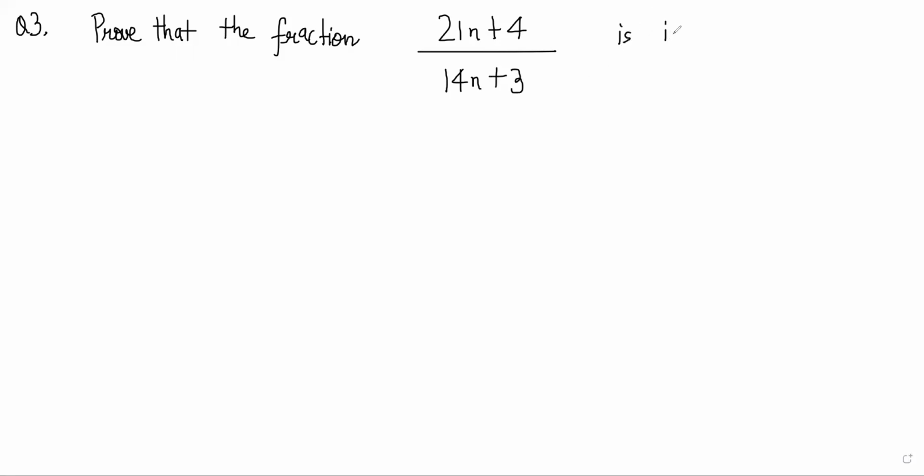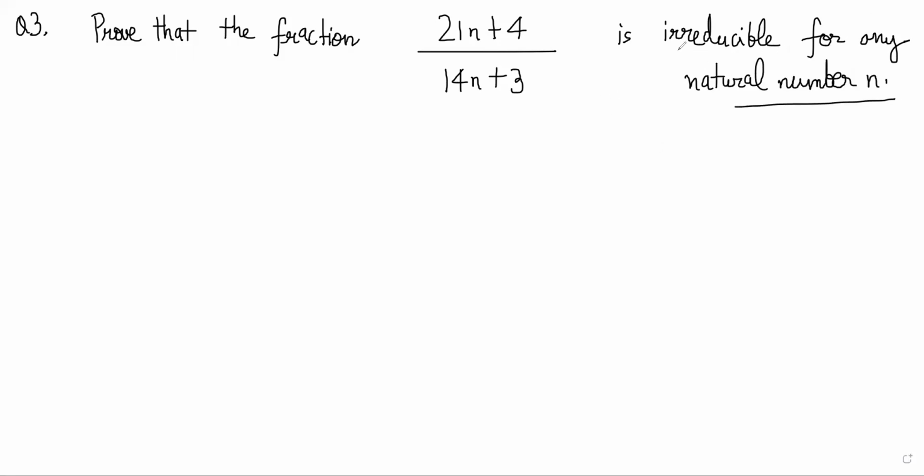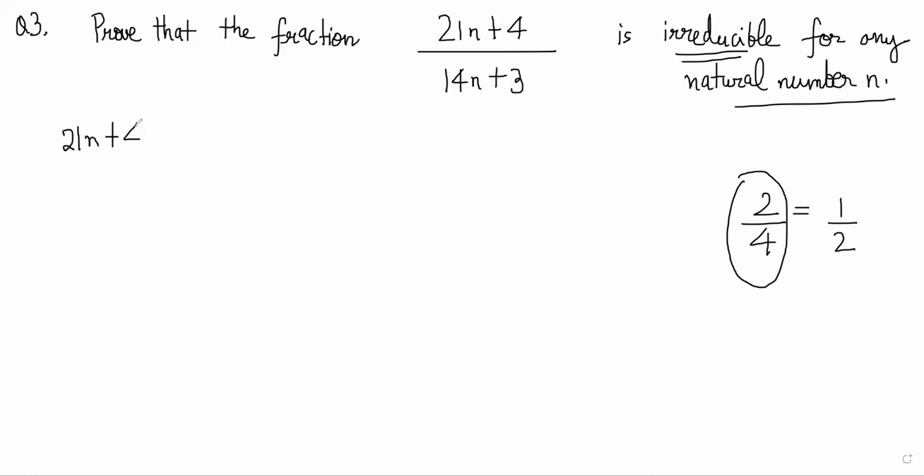Prove that the fraction (21n plus 4) divided by (14n plus 3) is irreducible for any natural number n. What do we mean by irreducible? Irreducible fraction means you cannot take anything more common out of it. Like 2 by 4, you could have made it 1 by 2. So I should show that these two have no common factor. Basically you have to show that 21n plus 4 and 14n plus 3, their GCD should be 1.